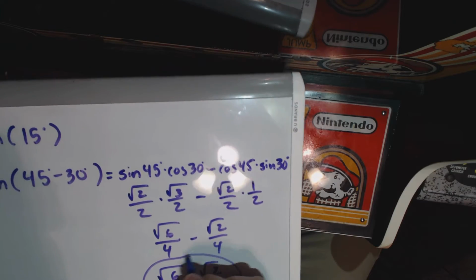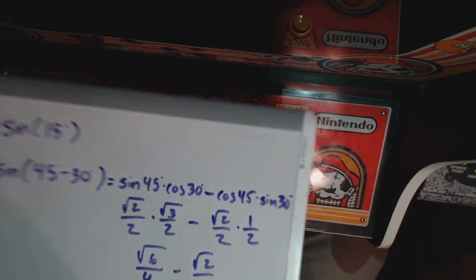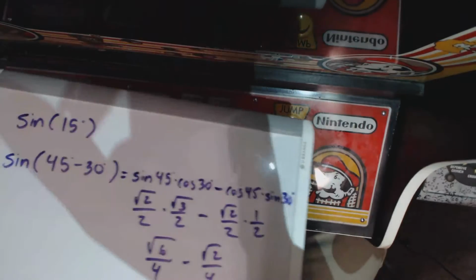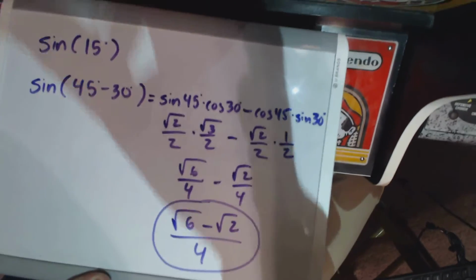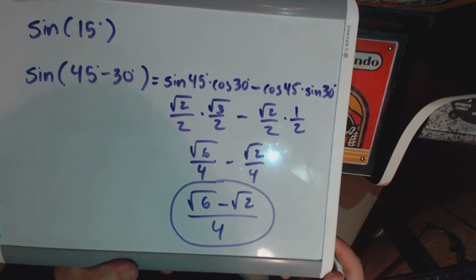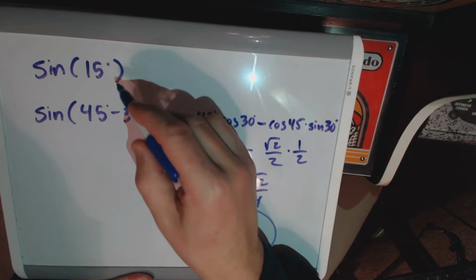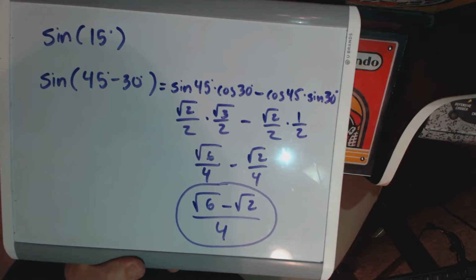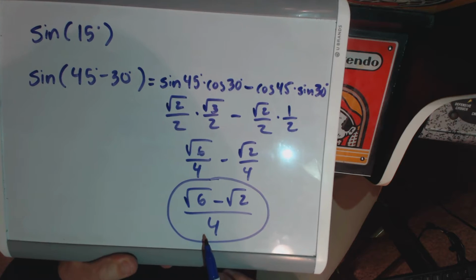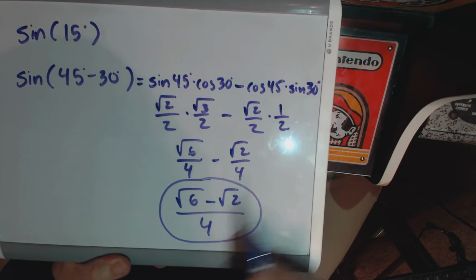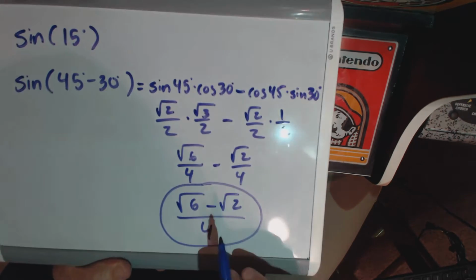This right here would be the exact sine of 15. Root 6 minus root 2 over 4. And all we did was use the unit circle to do that, right?